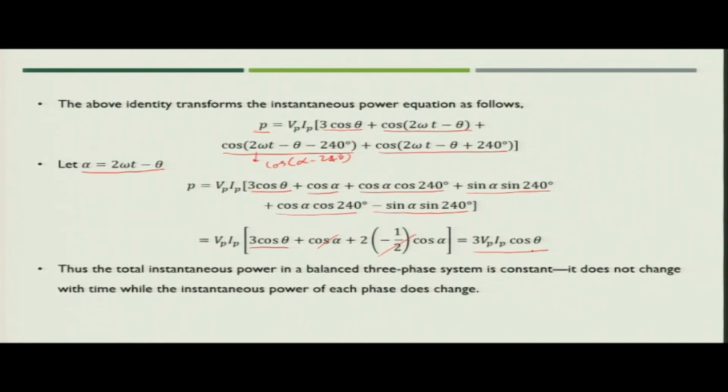Now, if you see this expression, what can you observe? You can observe that the total instantaneous power in a balanced 3 phase system is constant. That means there is no time factor coming in this particular expression. So, even though the instantaneous power of each phase will change with respect to time, the 3 phase power will remain constant.